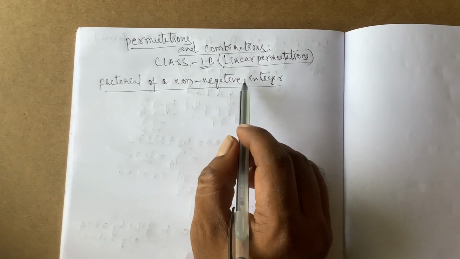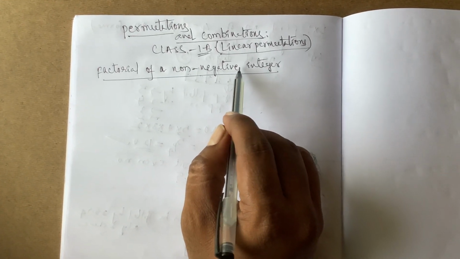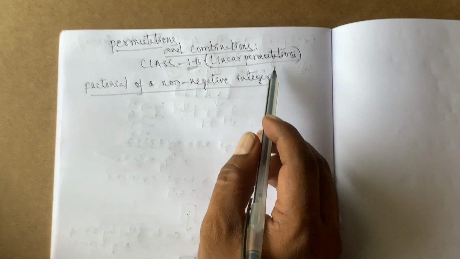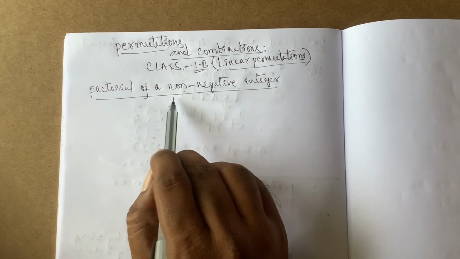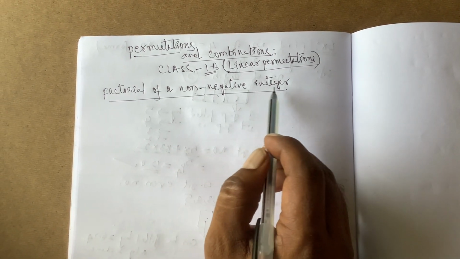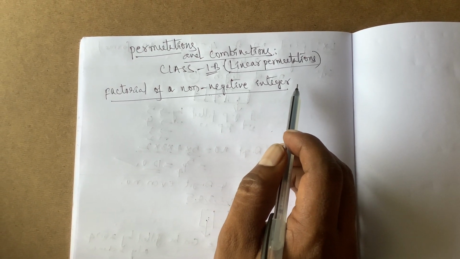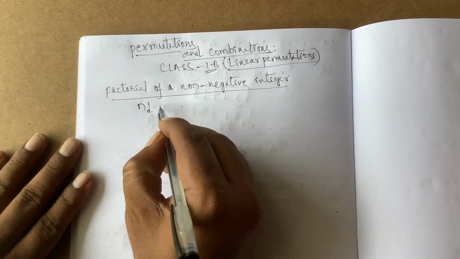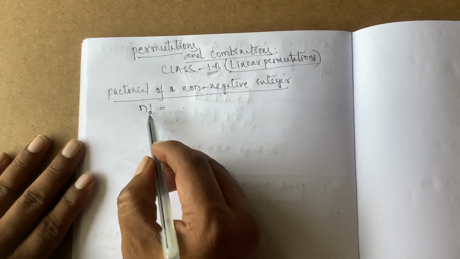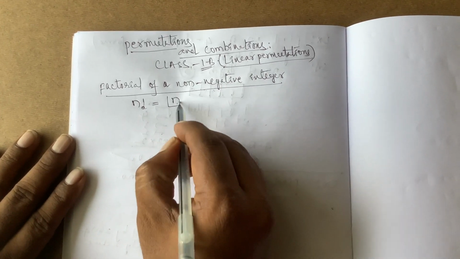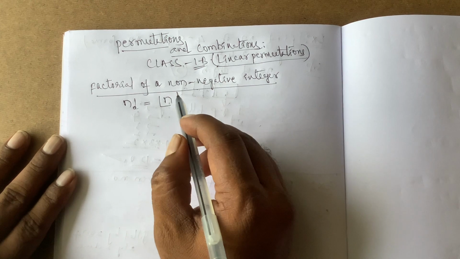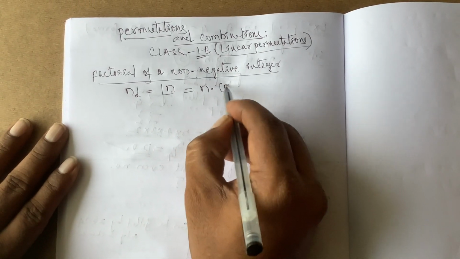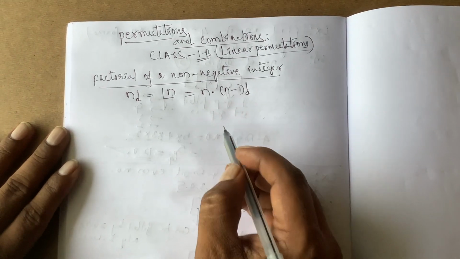Okay, this is the continuation class, linear permutations. Today in this class I will introduce the factorial of a non-negative integer. If n is a non-negative integer, n factorial, this symbol for factorial, or n!, is given by n into (n minus 1) factorial.